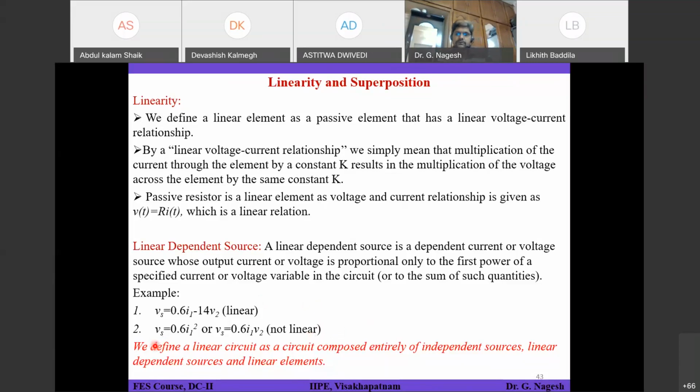So now we will define what a linear circuit is. We define a linear circuit as a circuit composed entirely of independent sources, linear dependent sources, and linear elements.